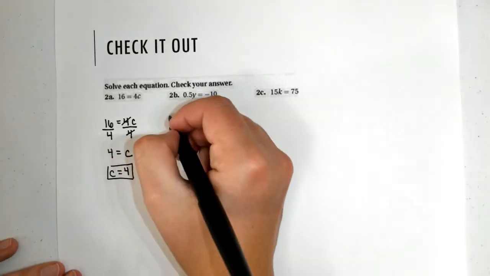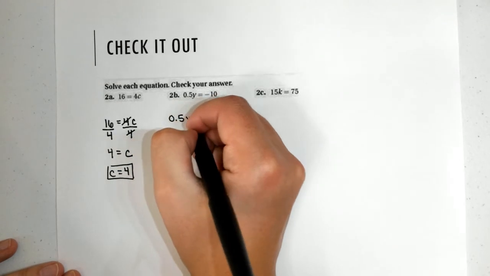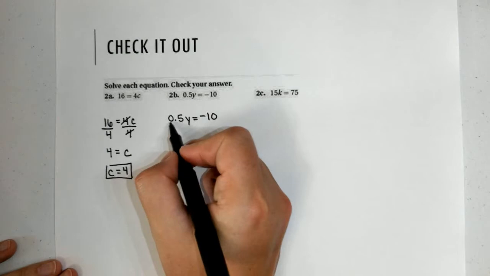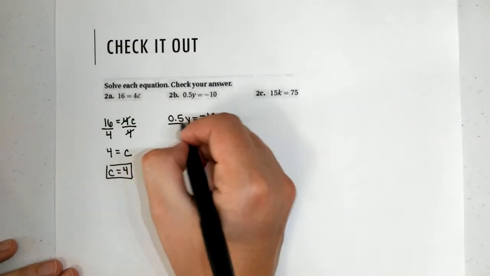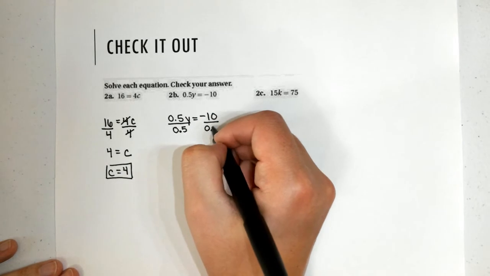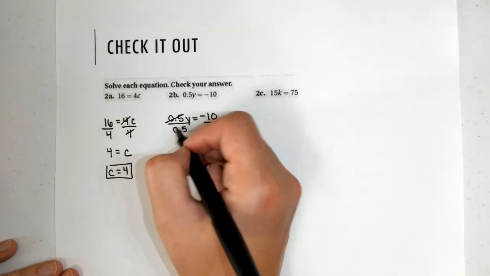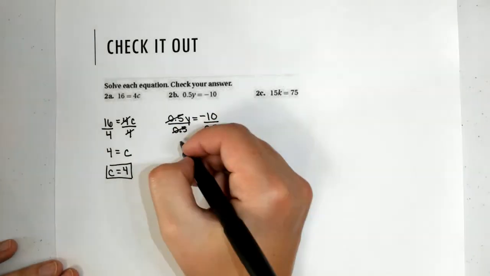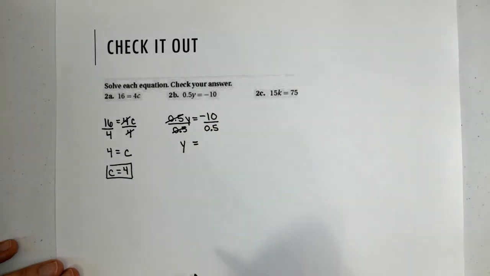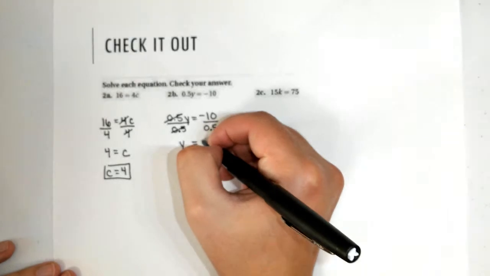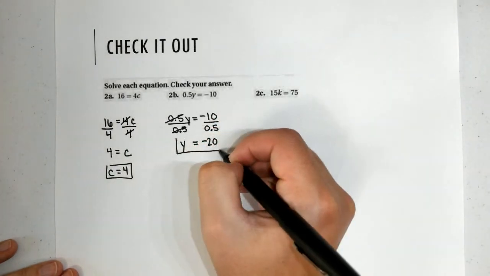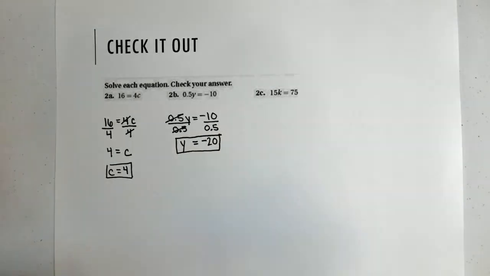Example B, we have 0.5y equals negative 10. 0.5 times y, so I'm going to divide both sides by 0.5. 0.5 divided by 0.5 is 1, so I'm left with 1y, or just y. And on the right-hand side, negative 10 divided by 0.5 is going to give me negative 20. So y equals negative 20.